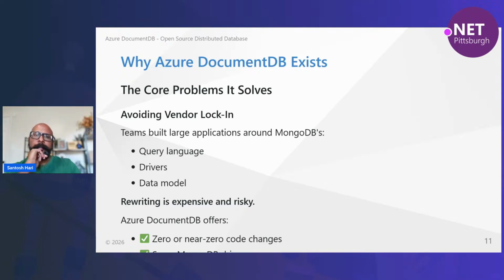So people ask, why Azure DocumentDB, why does this exist now? We want to know what core problems it's solving. The first thing is vendor lock-in. In 2018, MongoDB changed its license, which is boring, but bear with me, from something called AGPL to SSPL. I don't remember the full acronyms. SSPL is not recognized as open source. So basically, MongoDB was open source, and then they made it not open source anymore.